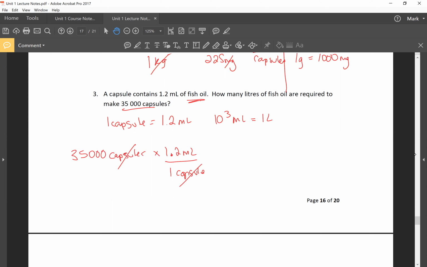I'm trying to turn the word capsule into liters. And you might be thinking, there's no way you could convert the unit capsule into liters, but I have this. This is my key. I know that I can convert one capsule to milliliters. Once I know how many milliliters I have, I can easily change this to liters. Again, guys, I'm just saying 1,000 milliliters. You can convert any way you want. And the answer is 42 liters.